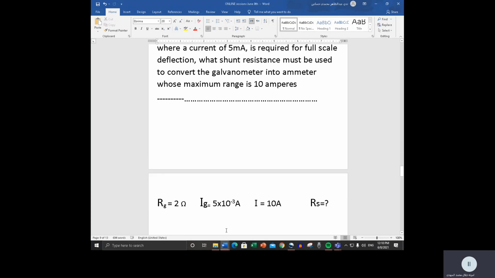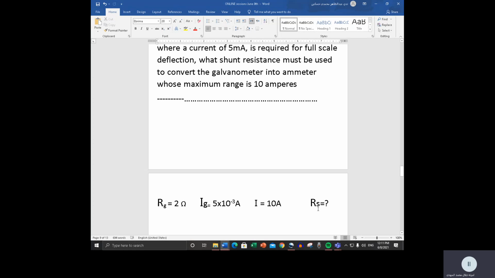Fine. And then he said to convert it into a meter whose maximum range is 10 ampere. All right. So I have two currents here. One current is the current in the galvanometer. And then when the galvanometer is converted into a meter, now it can measure a bigger range, 10 ampere. So I have two values. One is the current of the galvanometer, we call it I sub G or IG, and the current of the ammeter, which is bigger, we put just I equals 10 ampere. And what is needed? Shunt resistance, the R sub S or RS.